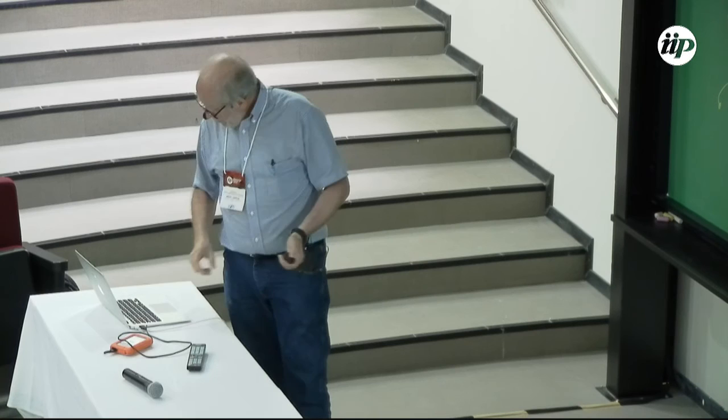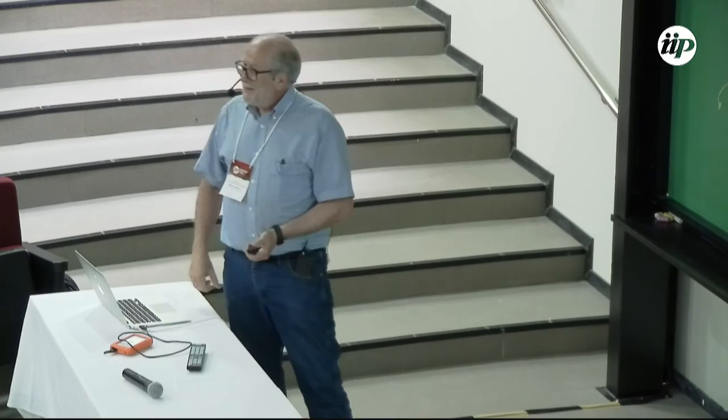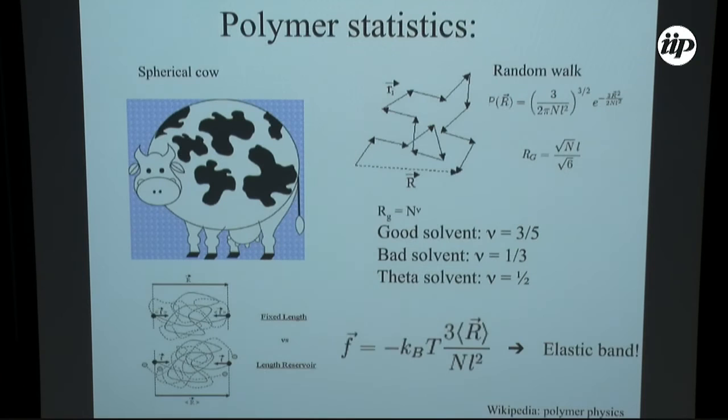So the spherical cow. So the physicists always make a model where everything is simple. So let me tell you what is the spherical cow model for a protein. So what is a spherical cow? It's a cow that is spherical and is homogeneously filled with milk. So if you want to know what it weighs, you can calculate the density of milk and you know how much it weighs because the density should be the same. So the spherical cow is very much polymer statistics.